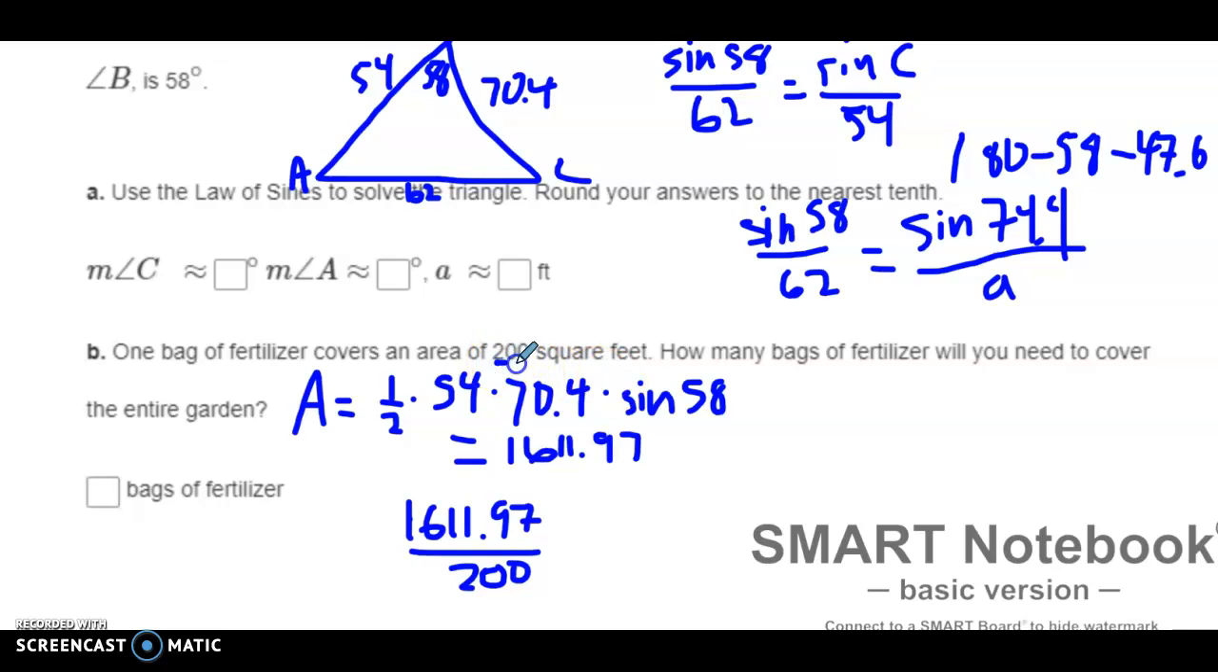But the question is asking how many bags of fertilizer do you need? Well, there's 200 square feet in a bag of fertilizer, so you take 1611.97 divided by 200, you get 8 point something. Now, you can't go to the store and say, I need 8 and a little bit bags of fertilizer. You have to buy 9 bags of fertilizer to cover the entire garden. Okay, hope that helped. Good luck with the assignment.